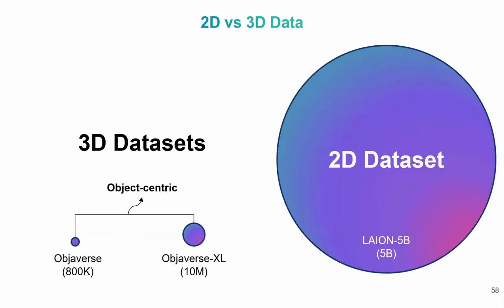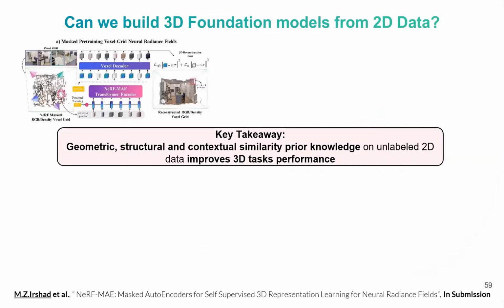Now, coming back to this slide, high quality 3D data is really, really expensive. And compared to this, 2D data is cheap and widely available on the internet. So we ask ourselves this question, can we use 2D data to build 3D representation learning? And it turns out the answer is yes. Our solution to this problem is to train a masked autoencoder from neural radiance fields representation. And the key takeaway here is that we don't utilize any 3D data at all, while we're still able to improve performance on 3D tasks using NeRF as a bridge between 2D and 3D worlds.